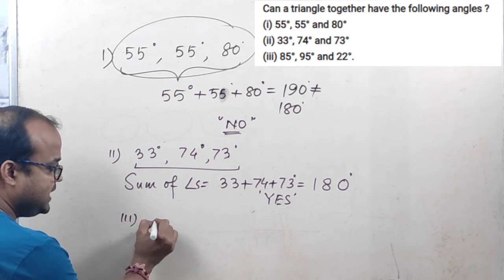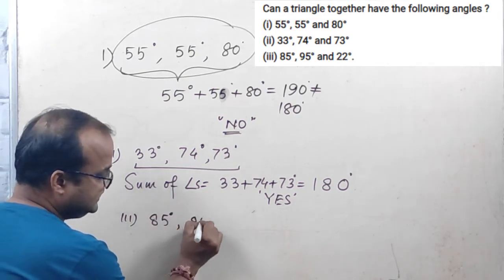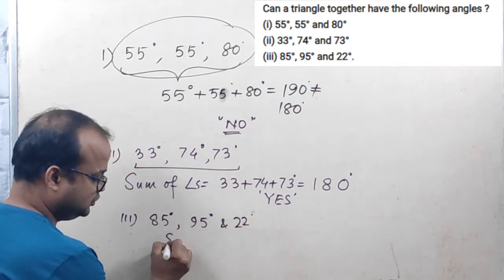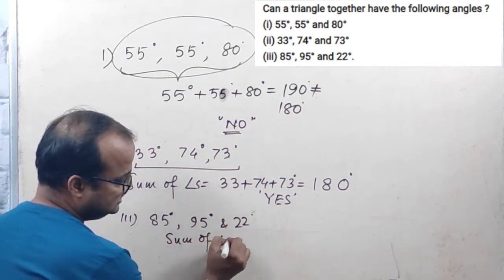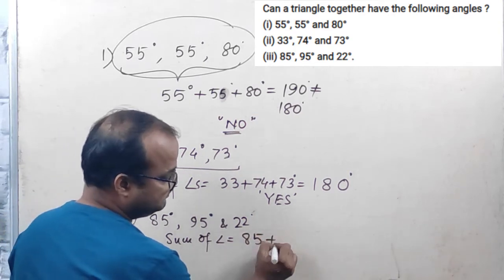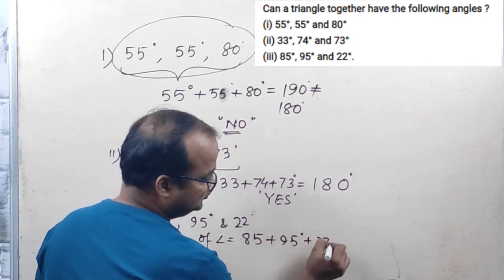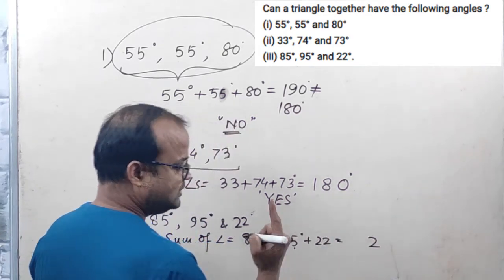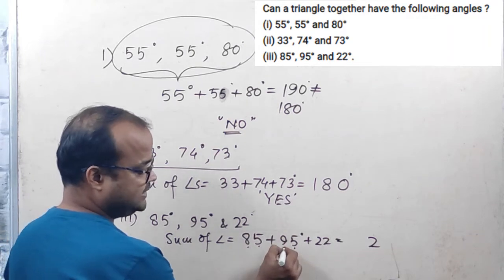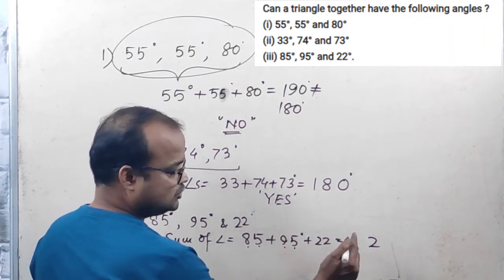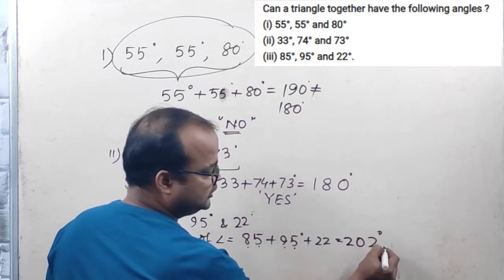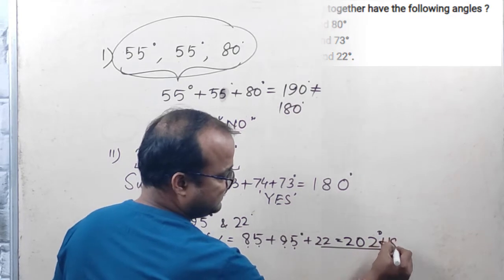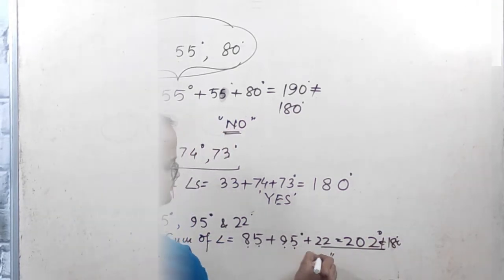Next problem is 85 degrees, 95 degrees and 22 degrees. So we write sum of the angles equals 85 plus 95 plus 22. 5 plus 5 is 10, plus 2 is 12, carry 1, 8 plus 9 is 17, plus 1 is 18, 18 plus 2 is 20, so 202 degrees, which is greater than 180, or not equal to 180. So we can say no.